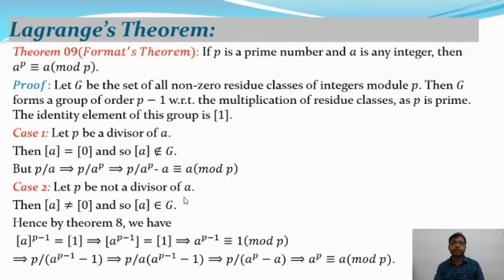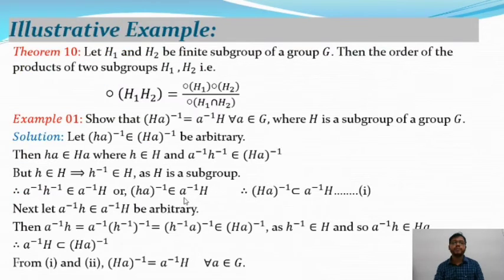After that we will take one more property of the coset. Let H1 and H2 be finite subgroups of a group G. Then the order of the product of the two subgroups H1 and H2, that is order of H1H2, equals order of H1 times order of H2 divided by order of H1 intersection H2. This is a property related to Lagrange's theorem, for the product of two subgroups H1 and H2. After that we will take some more examples on the coset as well as Lagrange's theorem.